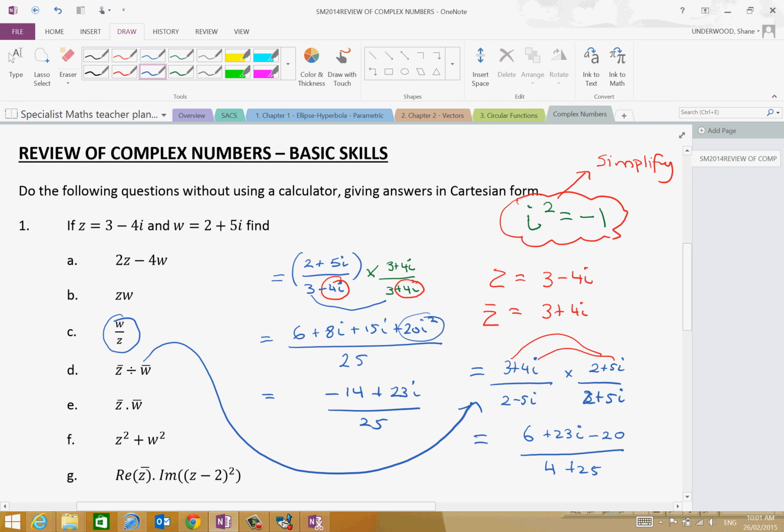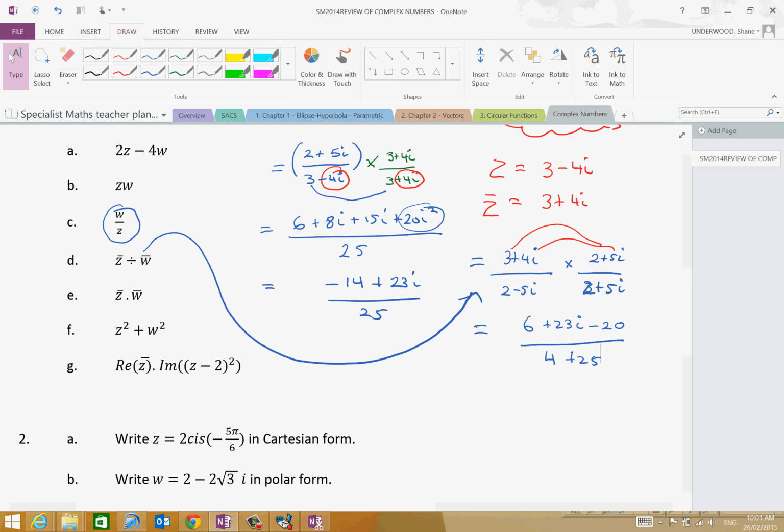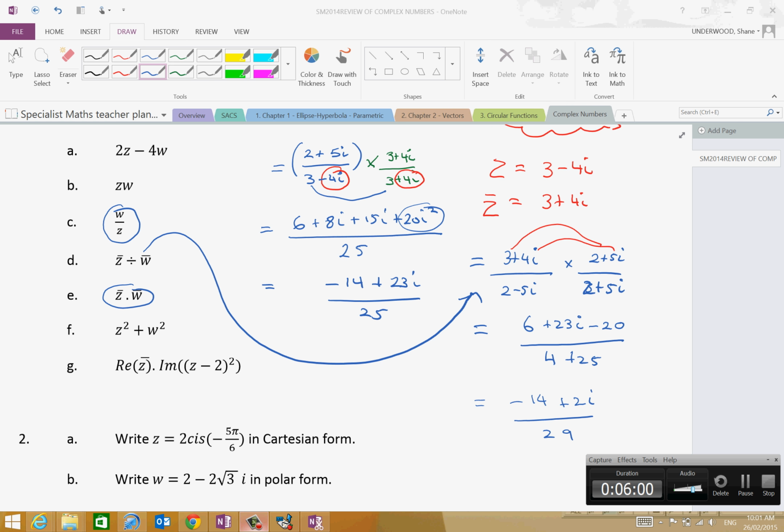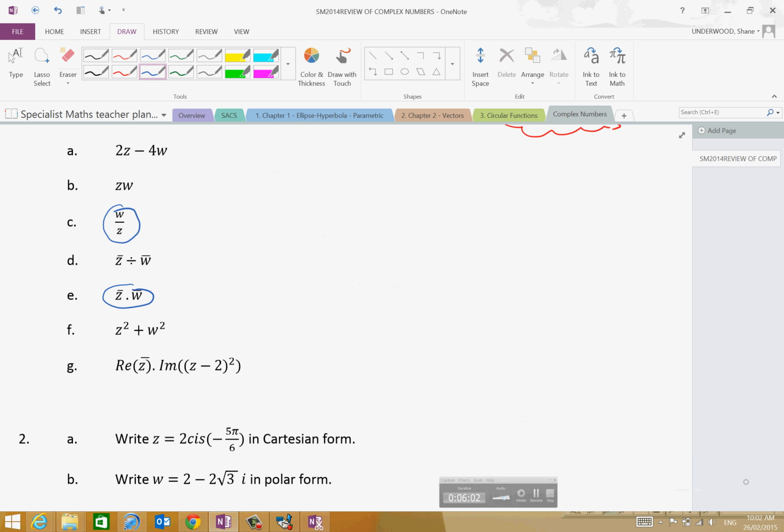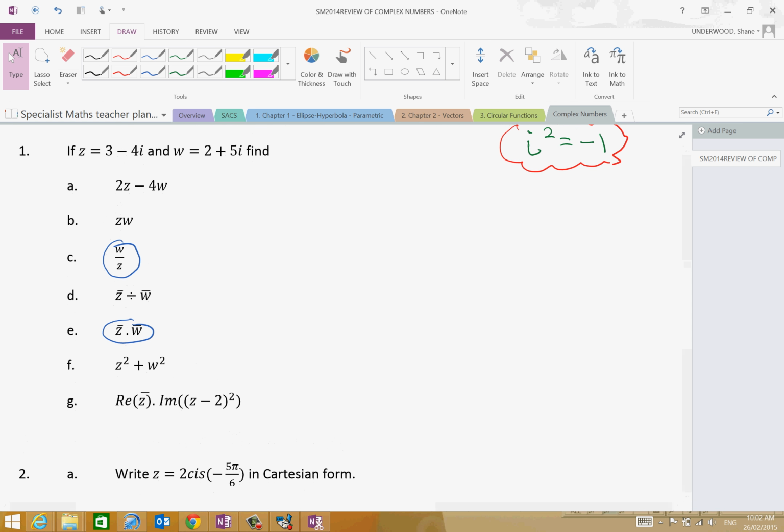So, therefore, my answer should be negative 14 plus 23i on 29. Do we agree with that? Awesome. Okay, now what about... I'm just going to pause the video for a second and have a little discussion about this guy. Okay, so this time what we've got is z conjugate times w conjugate, which we need to know.